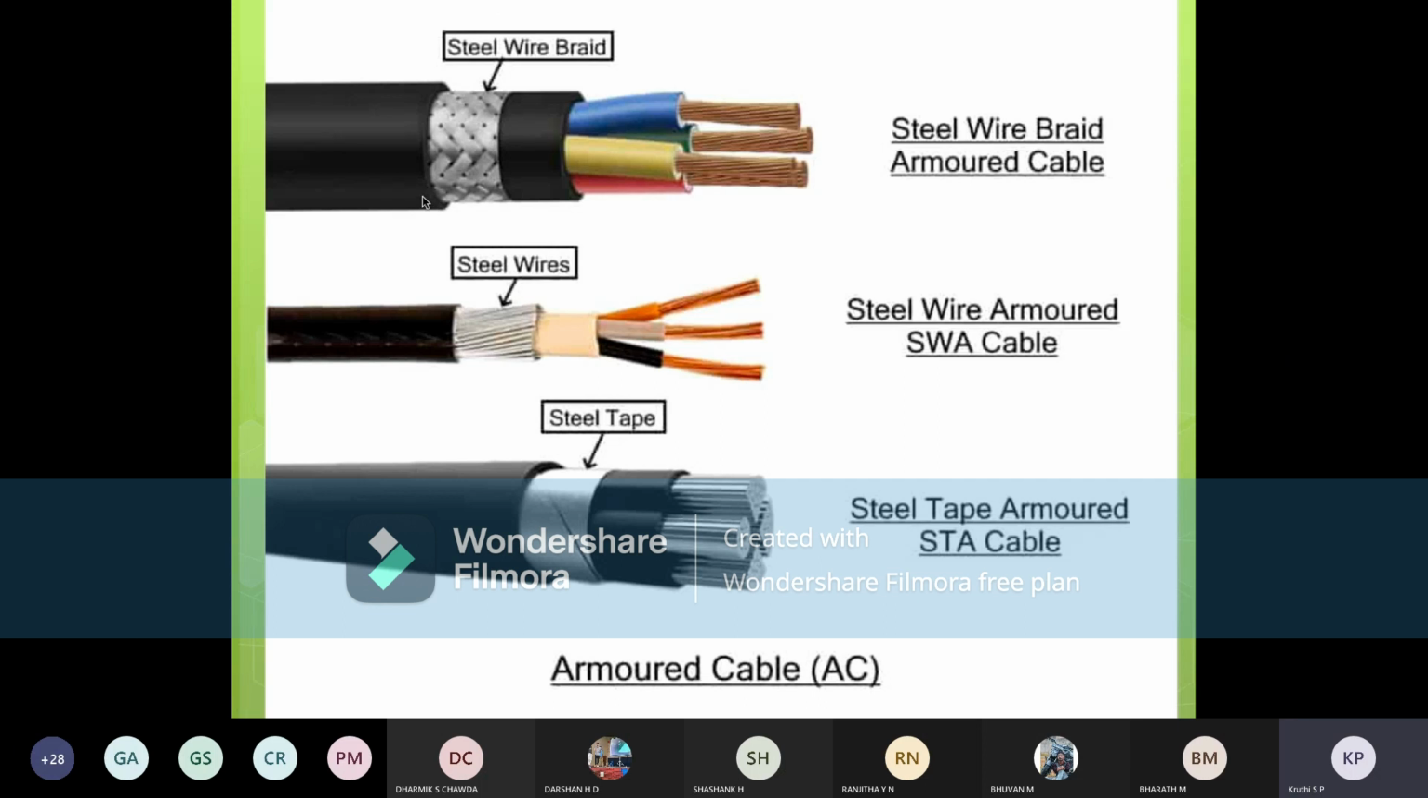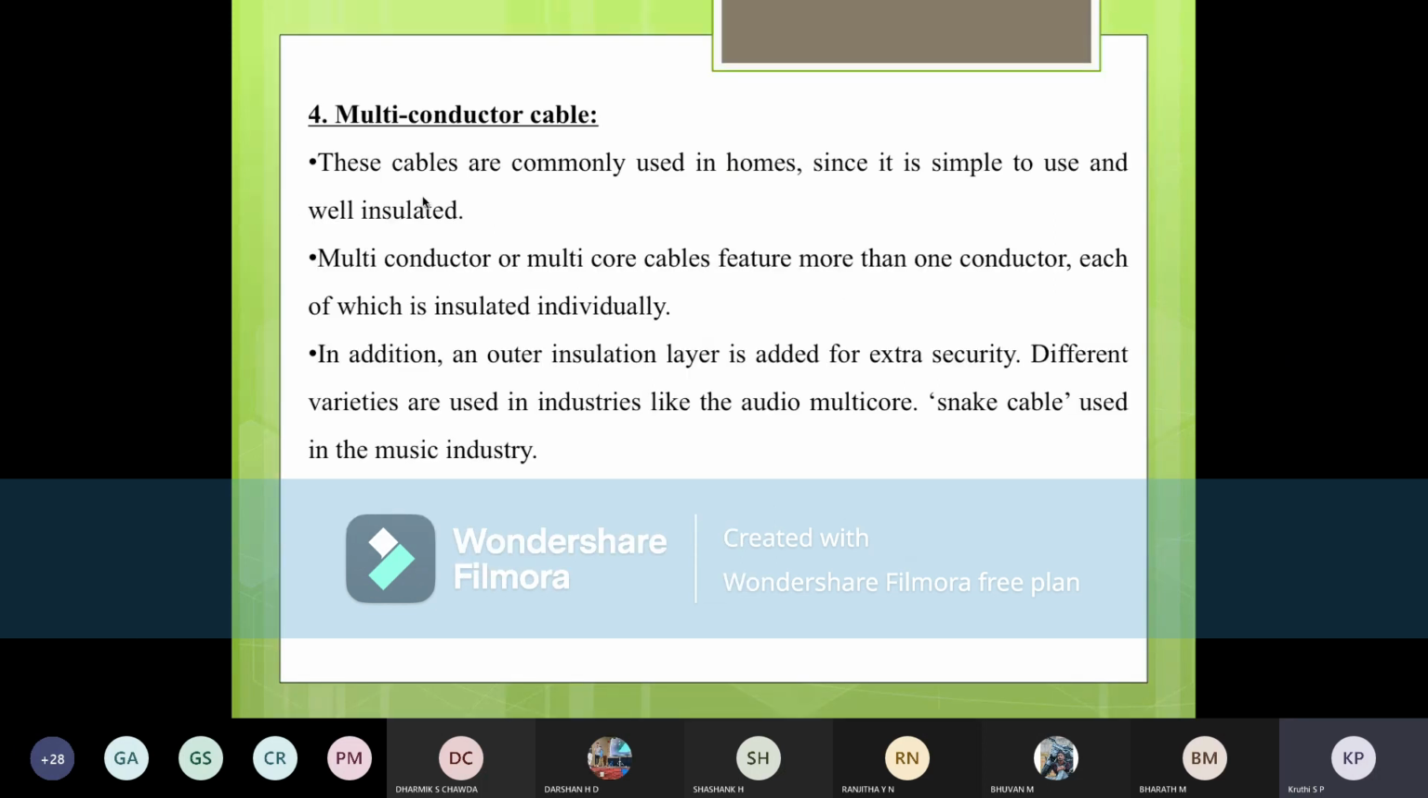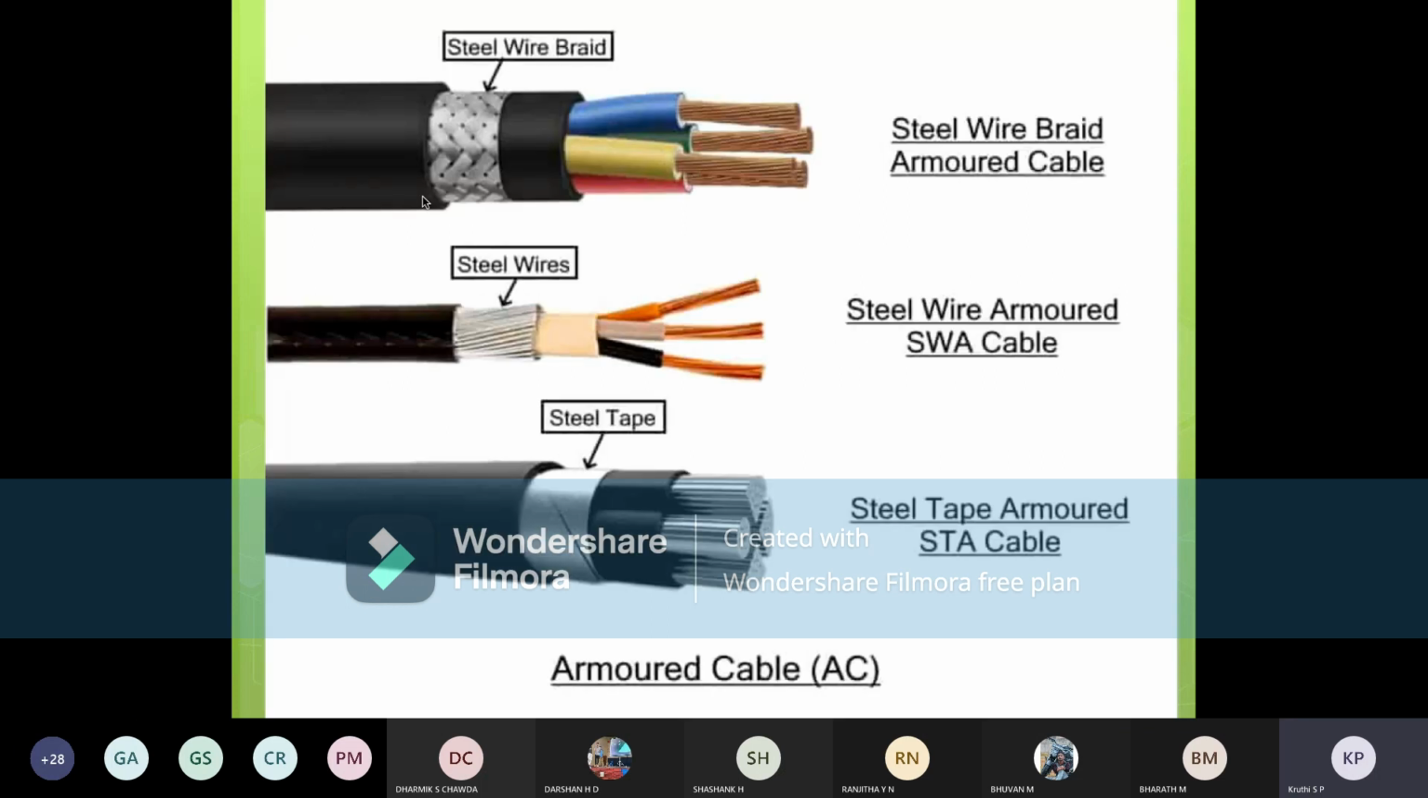Thus they are not used in damp or wet locations or underground, but they can be wired for power. It is commonly used for power transmission, as it gives extra protection to the conductor, since we are using steel and metallic conductors.